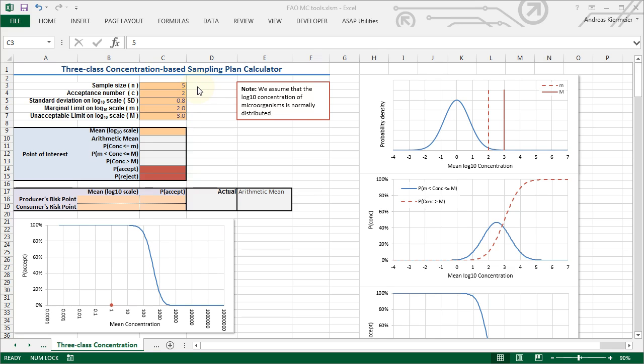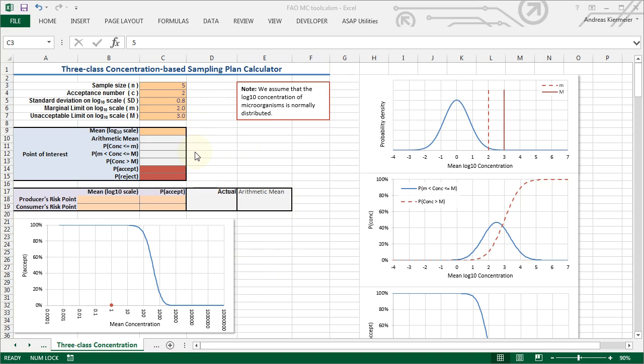At the top, we have an area for specifying the sampling plan, including the sample size, the acceptance number, the standard deviation on the log 10 scale, and the two microbiological limits, little m and big M, that is the marginal and the unacceptable limits, both also on the log scale. The OC curve that corresponds to this sampling plan is shown here at the bottom.